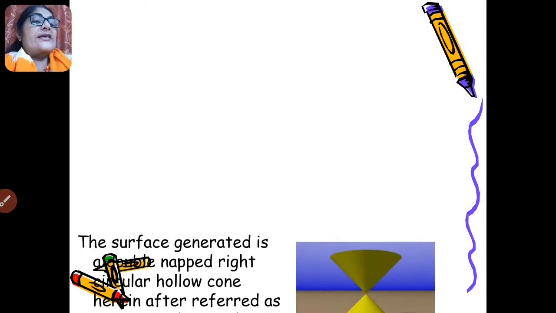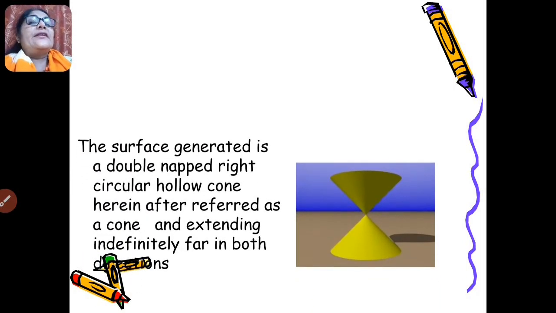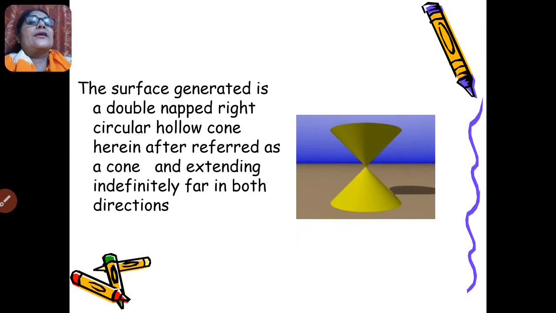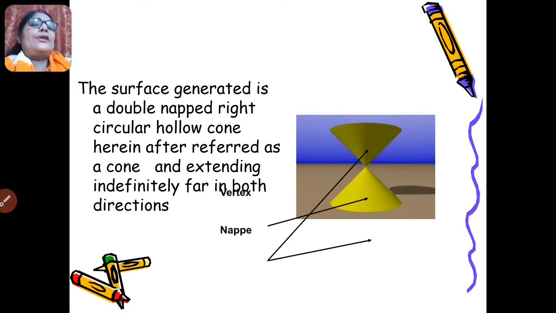The surface generated is a double napped right circular hollow cone, hereinafter referred to as a cone, extending indefinitely far in both directions. Each part is called a nap, and these naps meet at a point. That point is called the vertex.